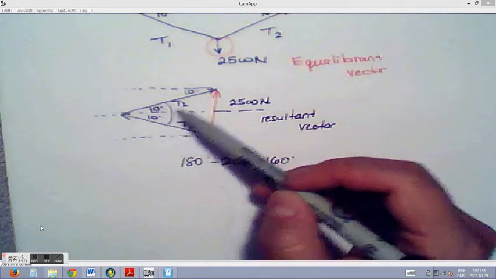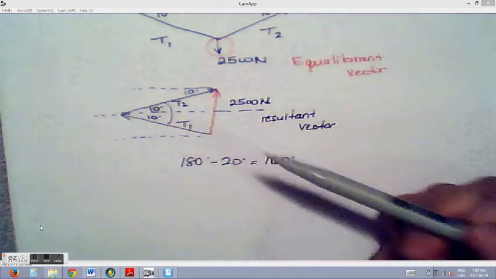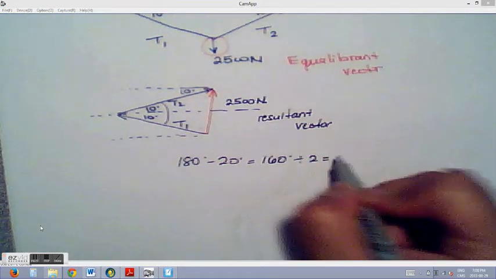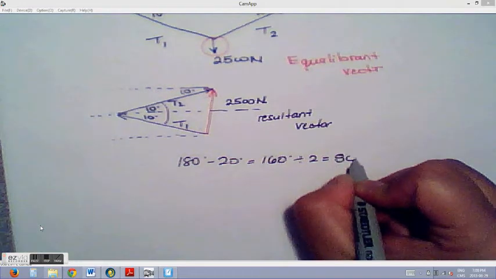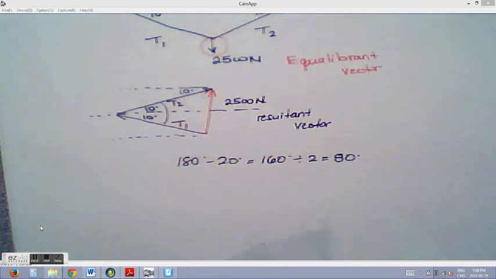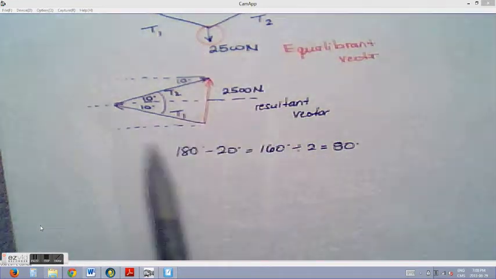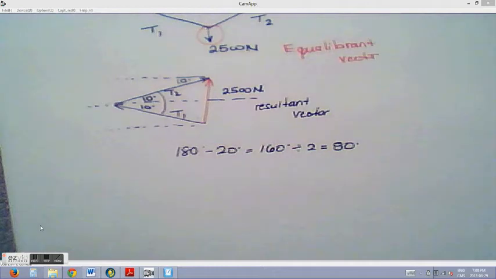So altogether they have to equal 180. We know this is 20, so that means between these two is 160. Dividing that by 2, we've got 80 degrees. So each of those angles are going to be 80 degrees. So now we can simply just solve this triangle as if it's a non-right angle triangle. And remember, when we do that, we have to use either the cosine or sine law. I prefer using the sine law.